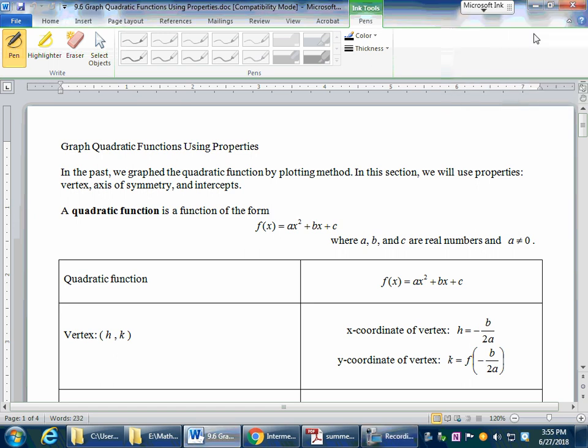9.6 Graph quadratic functions using properties. So in this section, we're going to look at a lot of information about quadratic functions.